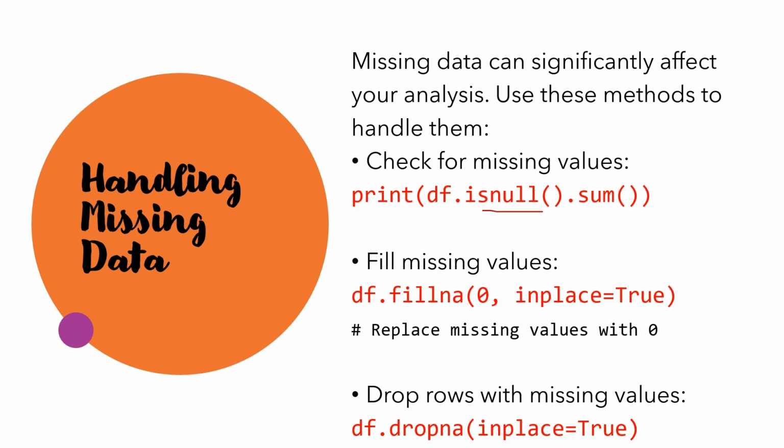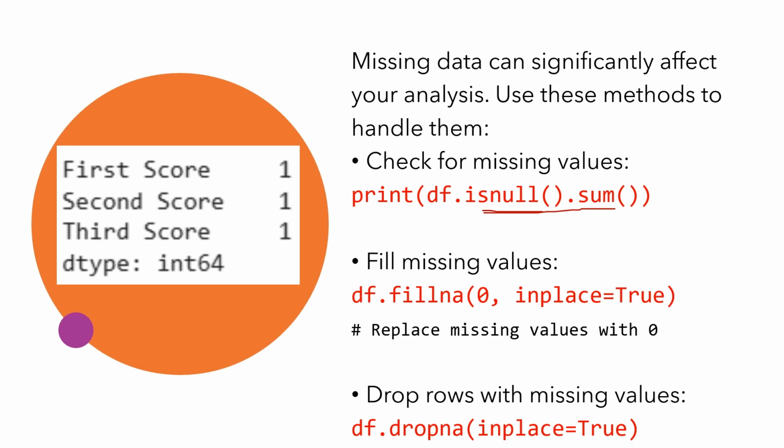This isnull method returns a data frame of the same shape with True indicating missing values. Also, you can use the sum method along with the isnull method to get a quick summary of the missing data. This will give you the count of missing values of each column.